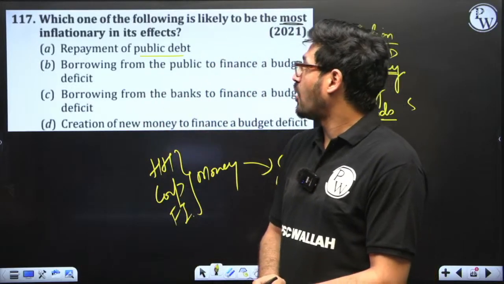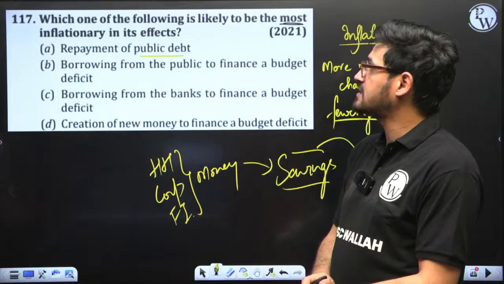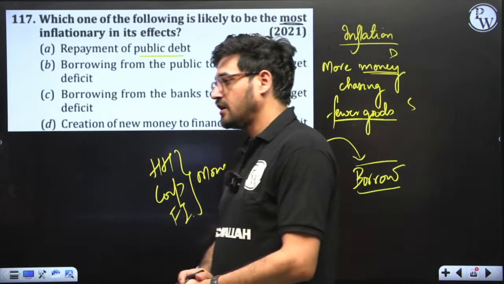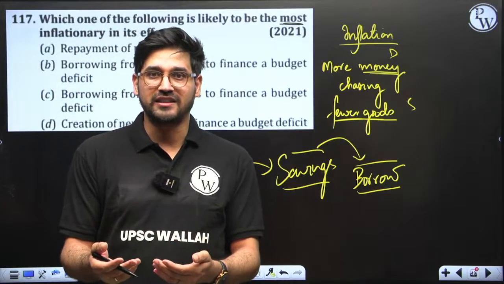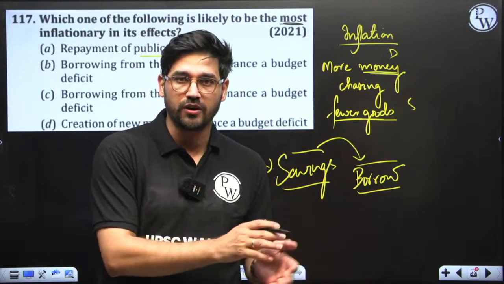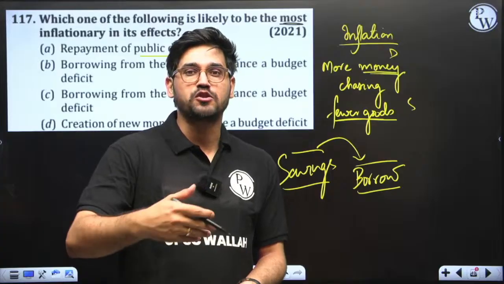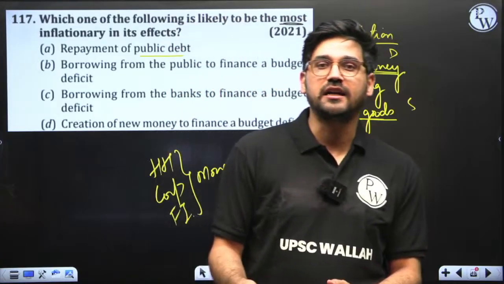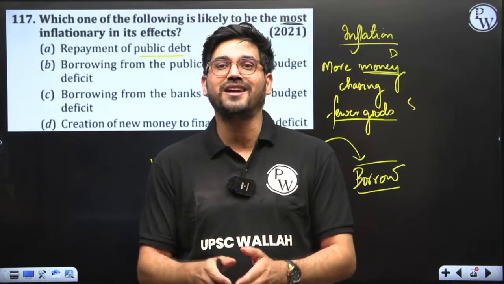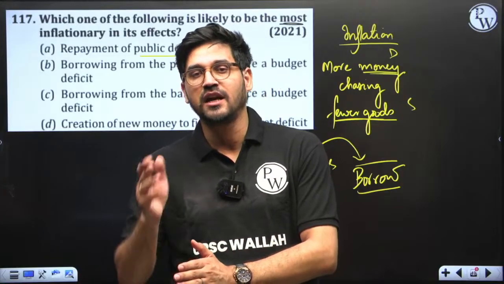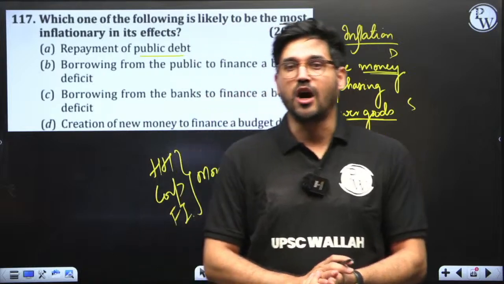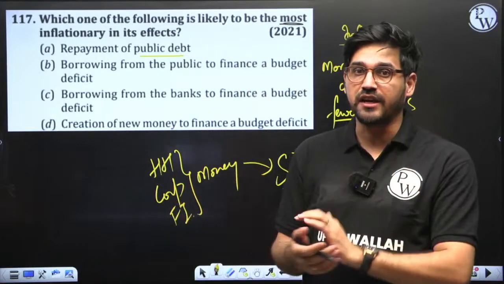B says borrowing from the public to finance a budget deficit. That means the government is making more expenditure than it has receipts to show for. If the government plans to make more expenditure while its sources of income are not enough, the government may have to finance the deficit by borrowing the money. Now, is borrowing going to make it inflationary?